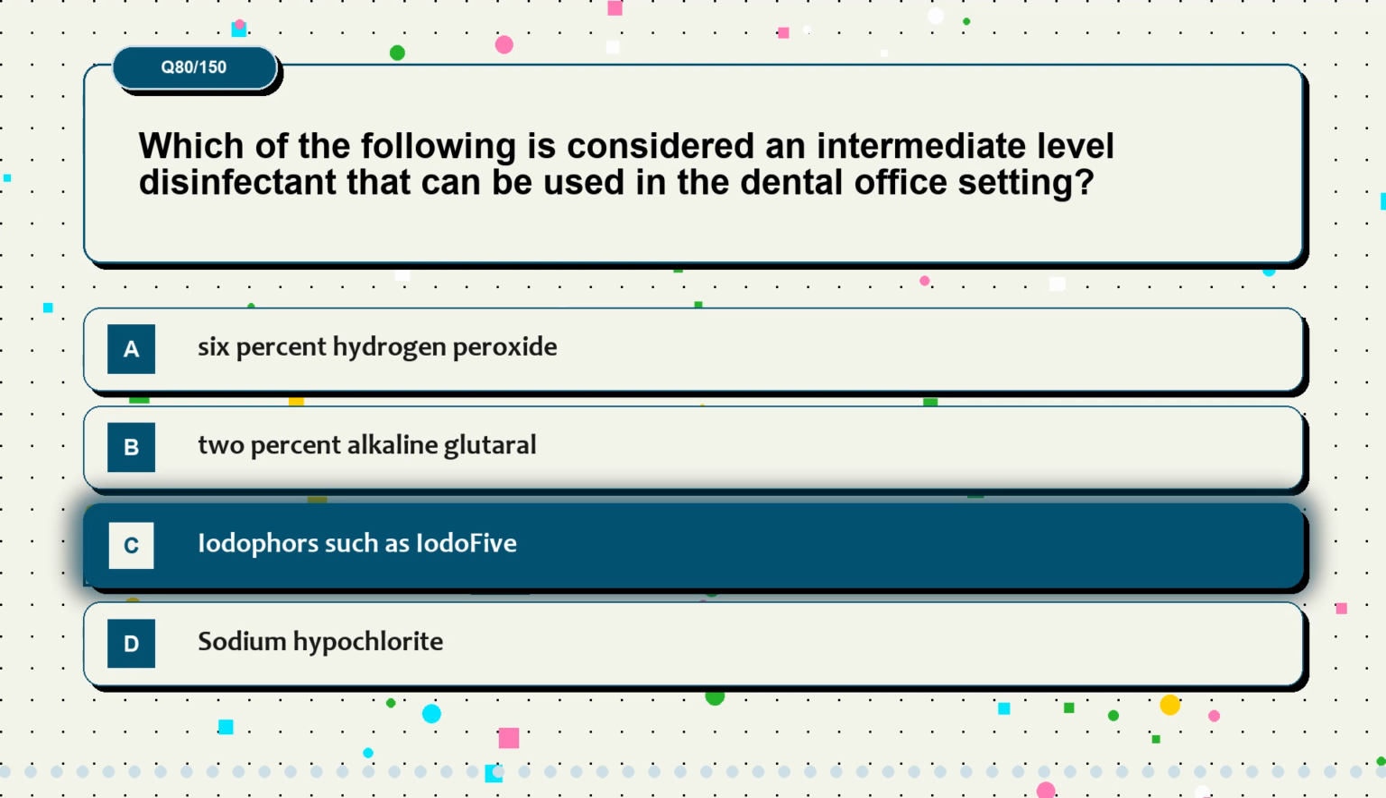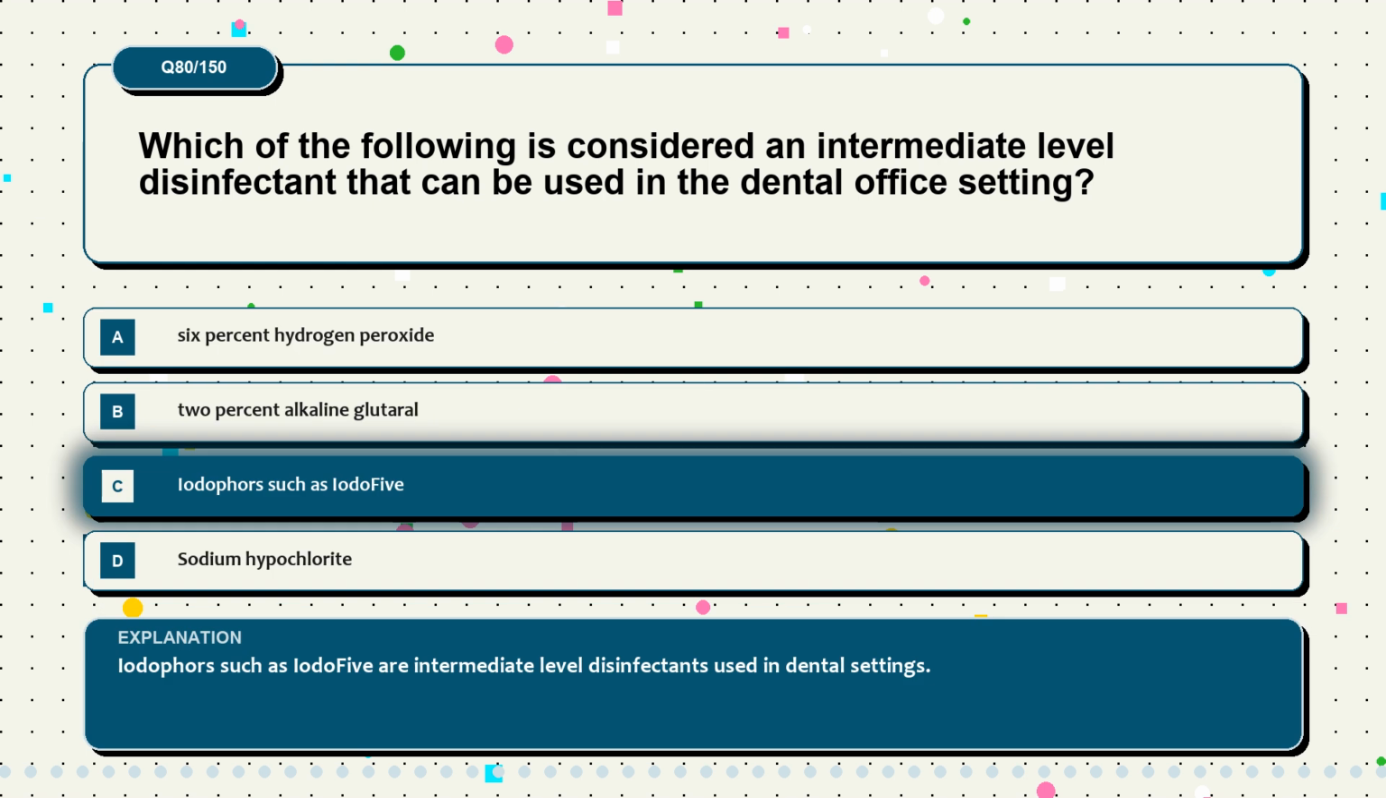The correct answer is option C, iodophores such as Iodo-5. Iodophores such as Iodo-5 are intermediate-level disinfectants used in dental settings.